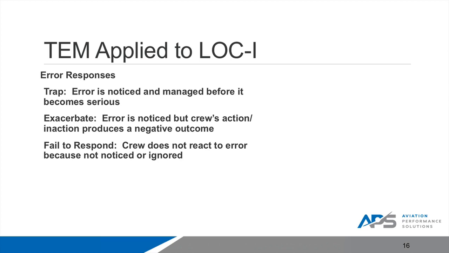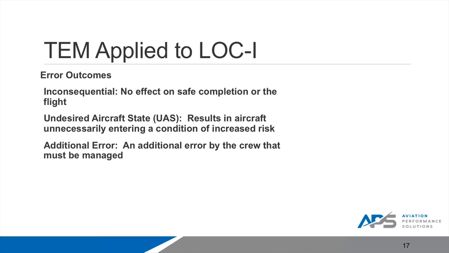Three possible outcomes from an error, regardless of the response by the pilots, are these. It could be an event that is inconsequential and has no effect on the safe completion of the flight. It could result in an additional error, where in responding to the noticed error, the aircrew makes an additional error that must now be managed as well. Or it could result in an undesired aircraft state.